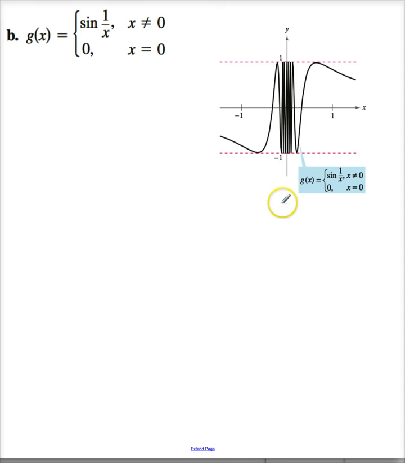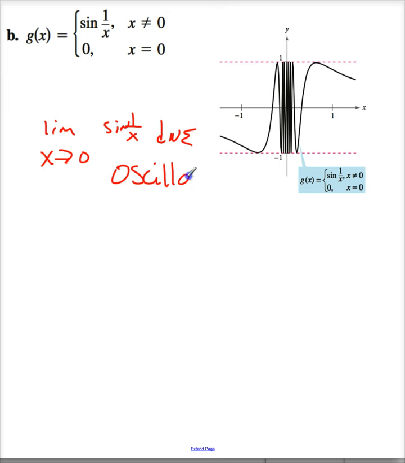Now let's look at this function right here. g of x is sine of 1 over x when x is not equal to 0, but it is equal to 0 when x is 0. So we defined it to be something. However, the limit as x approaches 0 of sine of 1 over x does not exist. This is one of those that oscillates. The limit does not exist, therefore it is not continuous.